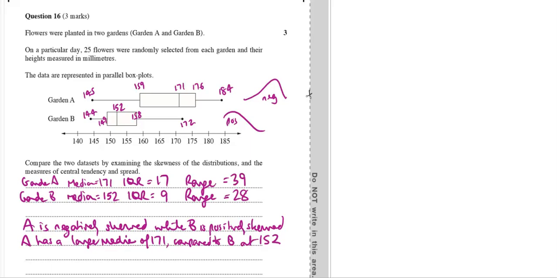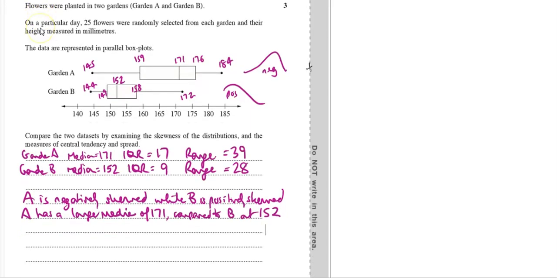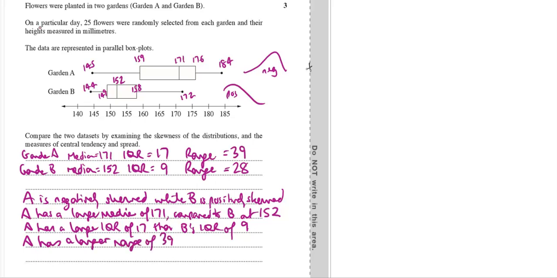Now let me talk about spread. I can talk about both IQR and range. I'm going to refer to both of them for completeness, but I could just refer to IQR. A has a larger IQR of 17 than B's IQR of 9. A has a larger range of 39 than B's range of 28.